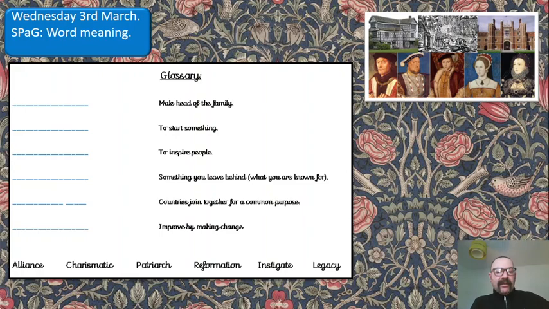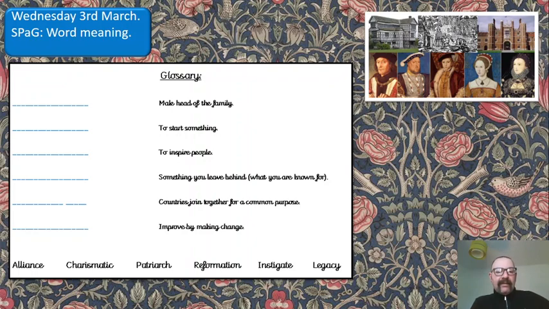So at the bottom of our glossary here, we have got some words. We've got 6 words. I'm going to read them out and just ask yourself that question. Do I know what this means, or have I heard this word before? So the words are alliance, charismatic, patriarch, reformation, instigate, and legacy.